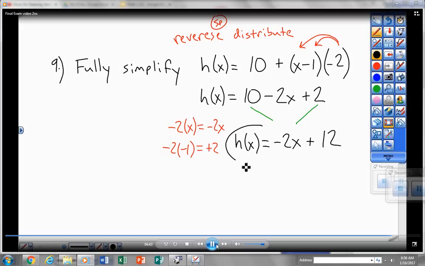So that is the simplified answer. And again, if I was to graph that, the y-intercept would be 0, 12. The slope would be negative 2 over 1, so over 1 down 2, over 1 down 2. Or getting back into sequences, that d is negative 2.